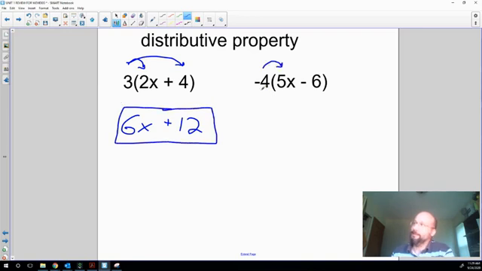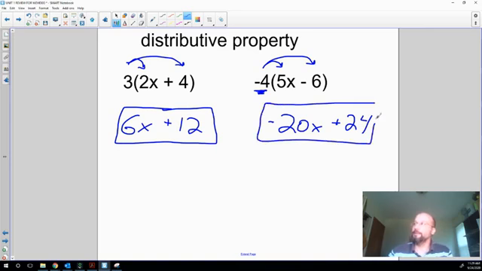This one, be aware that this is a -4. So -4 times 5 is -20x. And -4 times -6 is 24. And again, this is your final answer. Take what's on the outside and distribute it to everything on the inside.